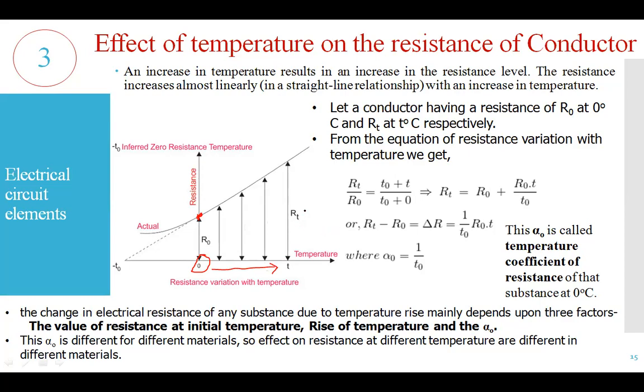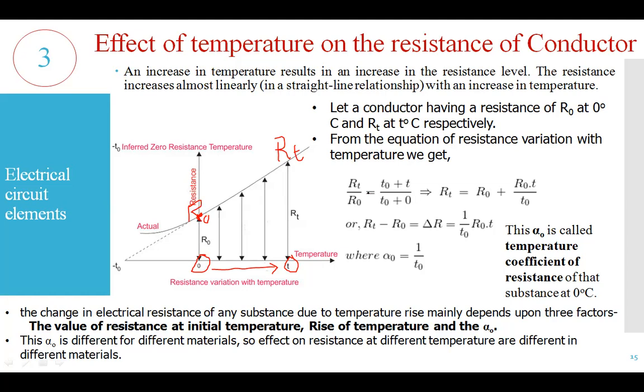Yes or no? So at, suppose, T degree centigrade, you will identify the resistance value as R suffix T. And at 0 degree centigrade, you will have the R0 resistance value. That means R0 is the resistance value at 0 degree, and RT means the resistance of the same conductor at T degree centigrade.